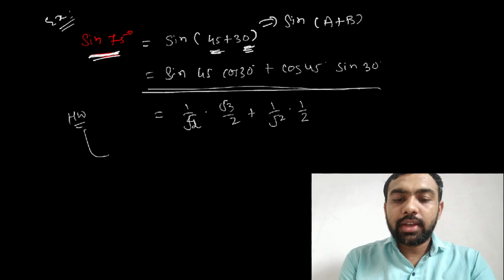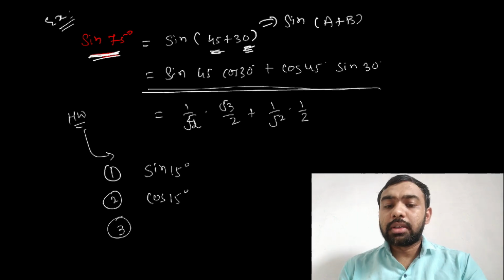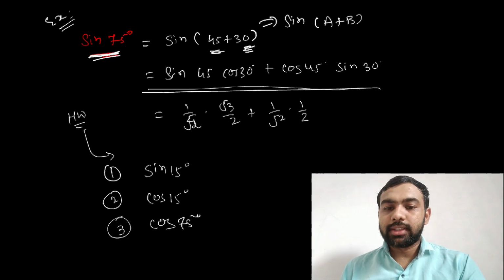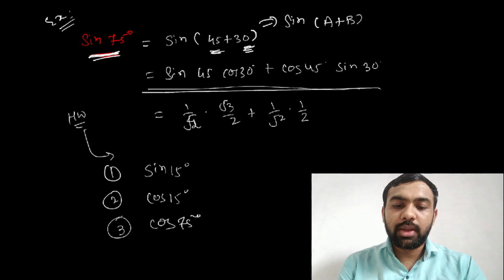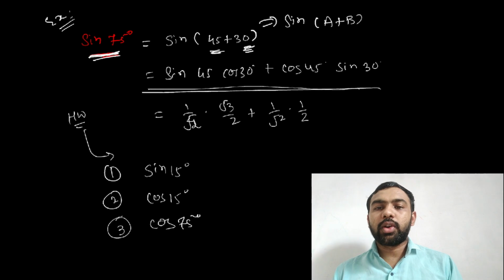Okay, like this you just find sin 15 degree, cos 15 degree. You just try to solve. Suppose it's cos 75 degree, like this. You just try to solve this example by yourself. Okay, these 3 are homework, all of you must know this. Okay, then after that we will go to the next part.